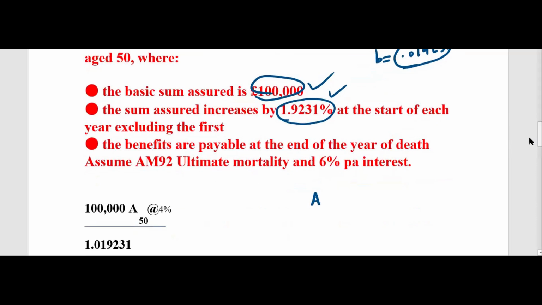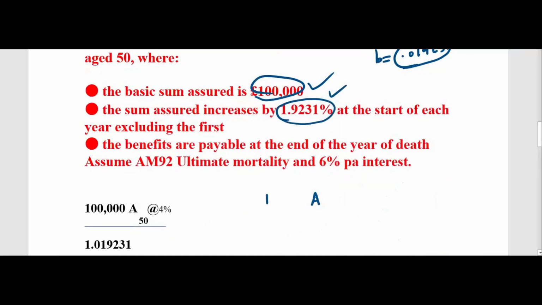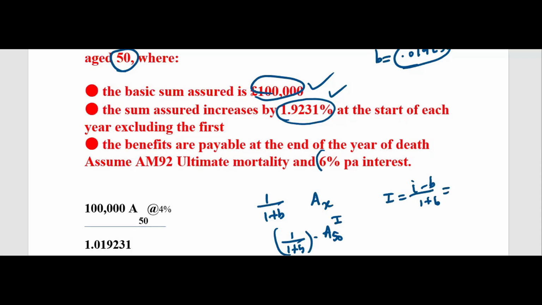The answer should be according to the age. Go to the formula. 1 upon 1 plus b, a double dot x, I have to write. That's all. Nothing more. What is x here? The age is 50 here. So it's 1 upon 1 plus b, a double dot 50. The interest rate is capital I here. A50 you have to evaluate at i', what is i'? (i minus b) by (1 plus b). I is given 6%, minus b, whatever b is, by 1 plus b.